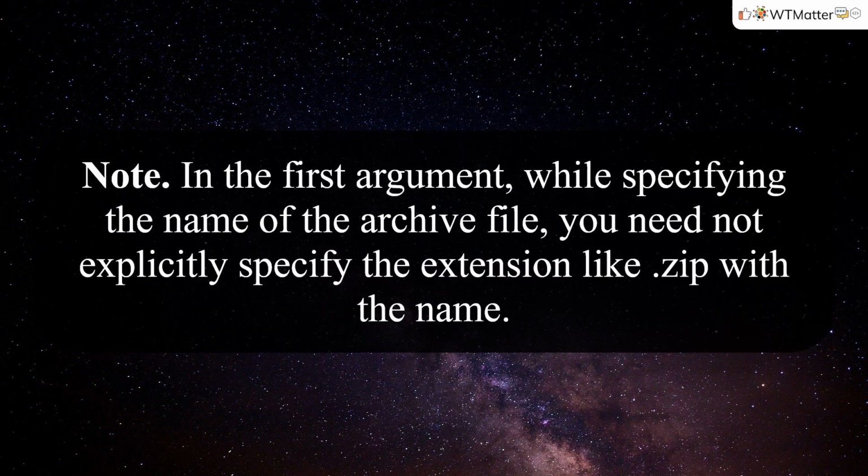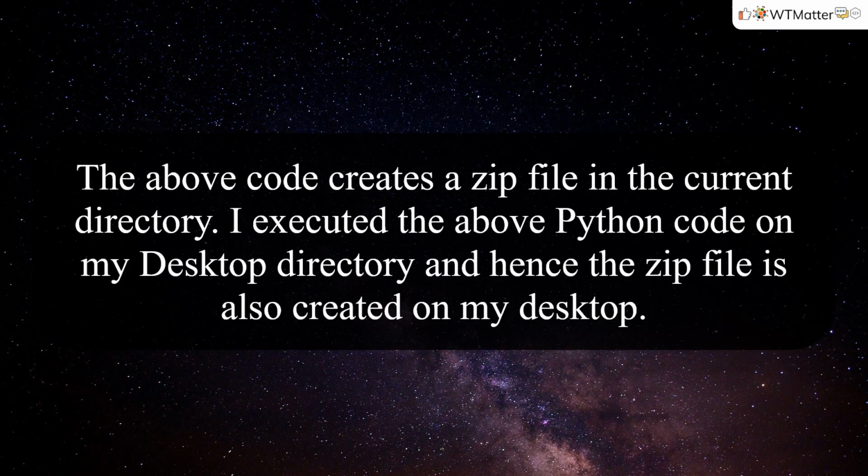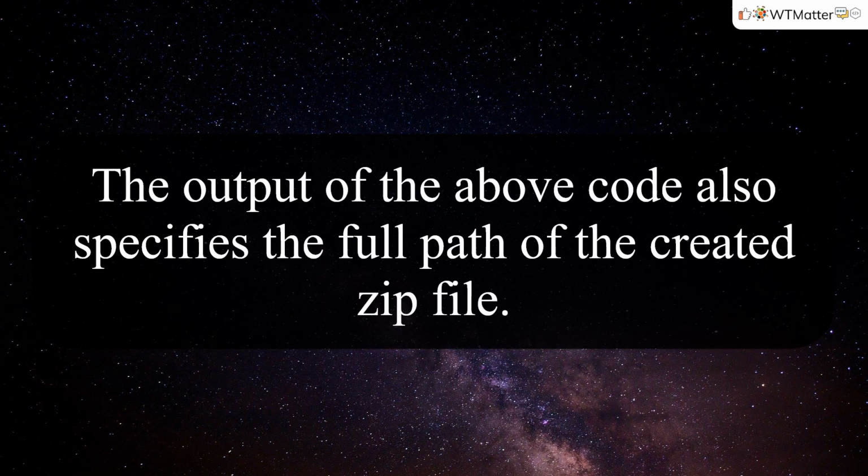Note: in the first argument, while specifying the name of the archive file, you need not explicitly specify the extension like .zip with the name. The above code creates a zip file in the current directory. I executed the above Python code on my desktop directory and hence the zip file is also created on my desktop. The output of the above code also specifies the full path of the created zip file.